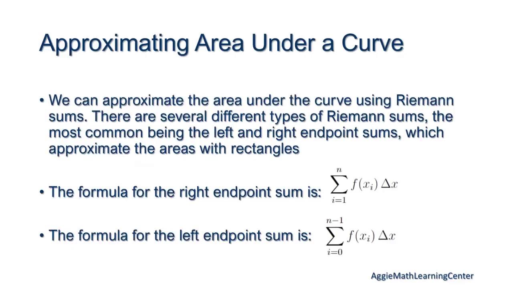There are a couple different kinds of Riemann sums that all sections of Calc 1 have talked about. There are the left and right endpoint sums, so there are two formulas for them. The main difference is just where you start your indexing from and where it ends. For the right endpoint sum, you'll start at 1 and end at n. For the left endpoint sum, you'll start at 0 and end at n minus 1. So that's the main difference.